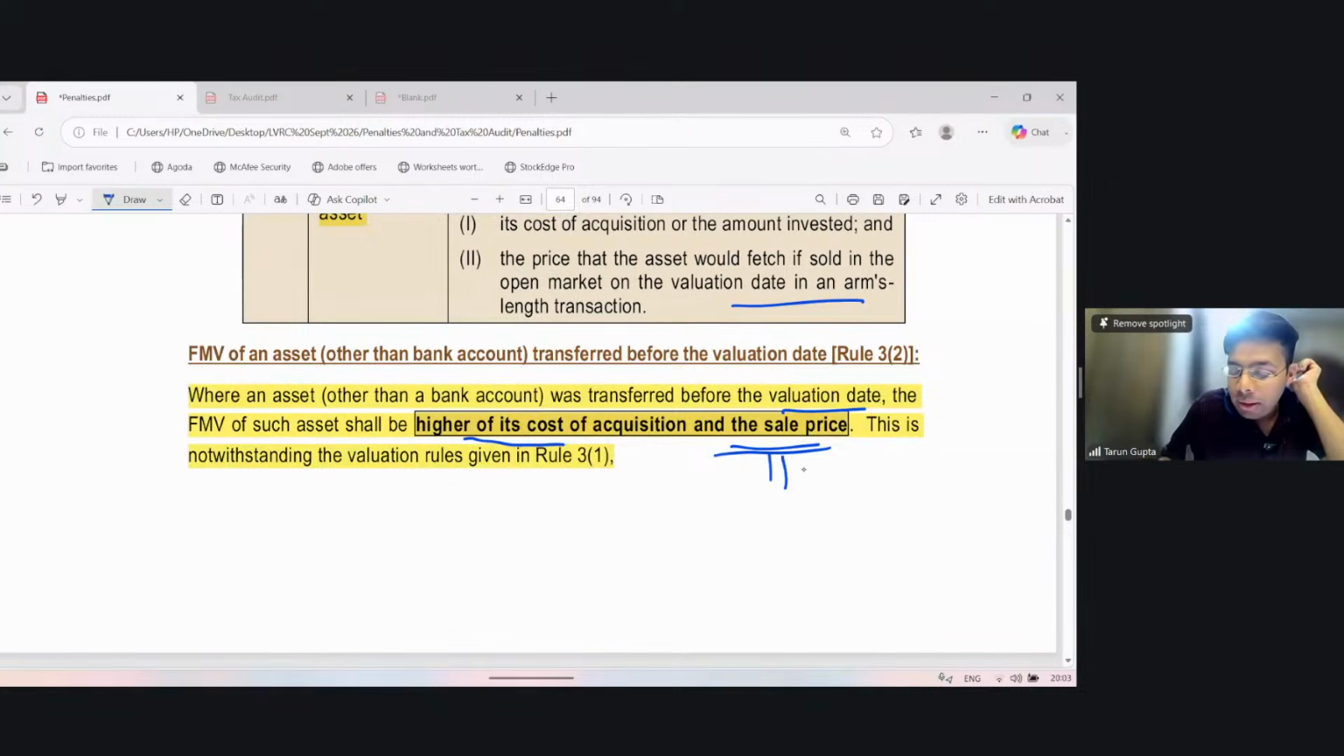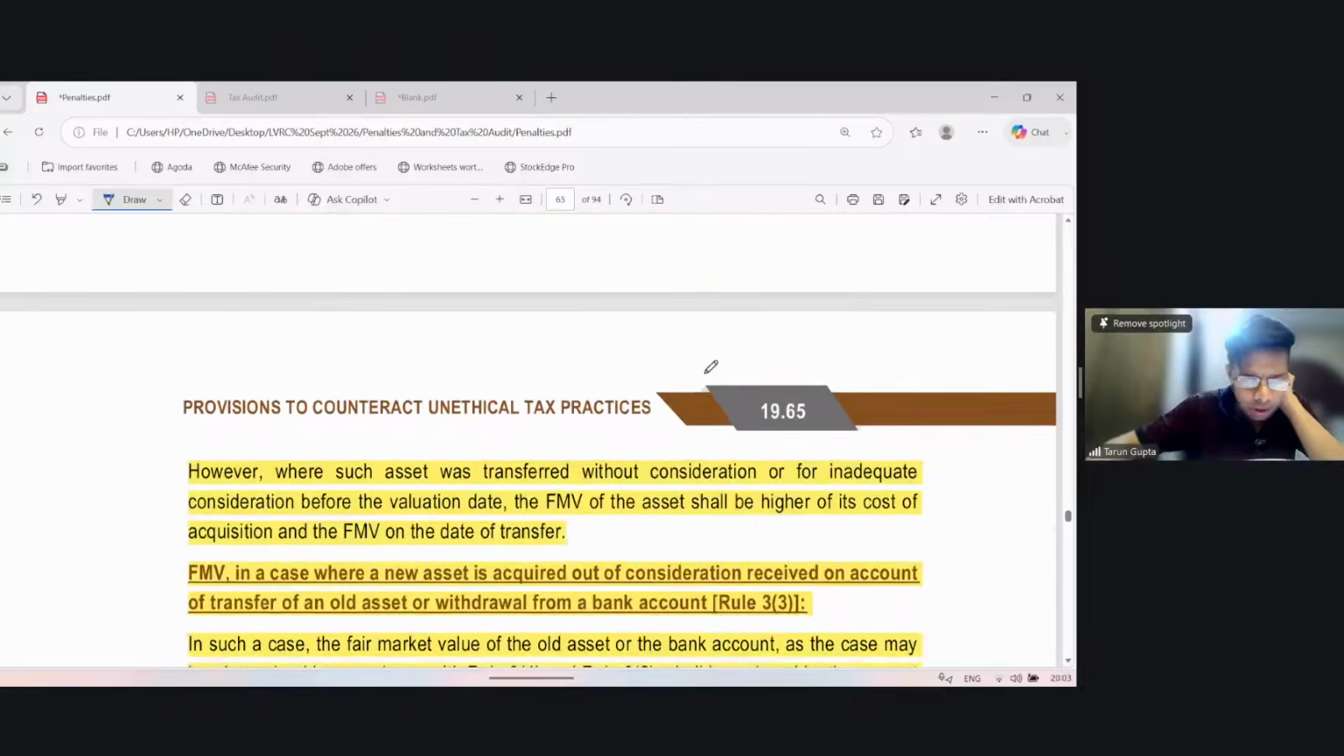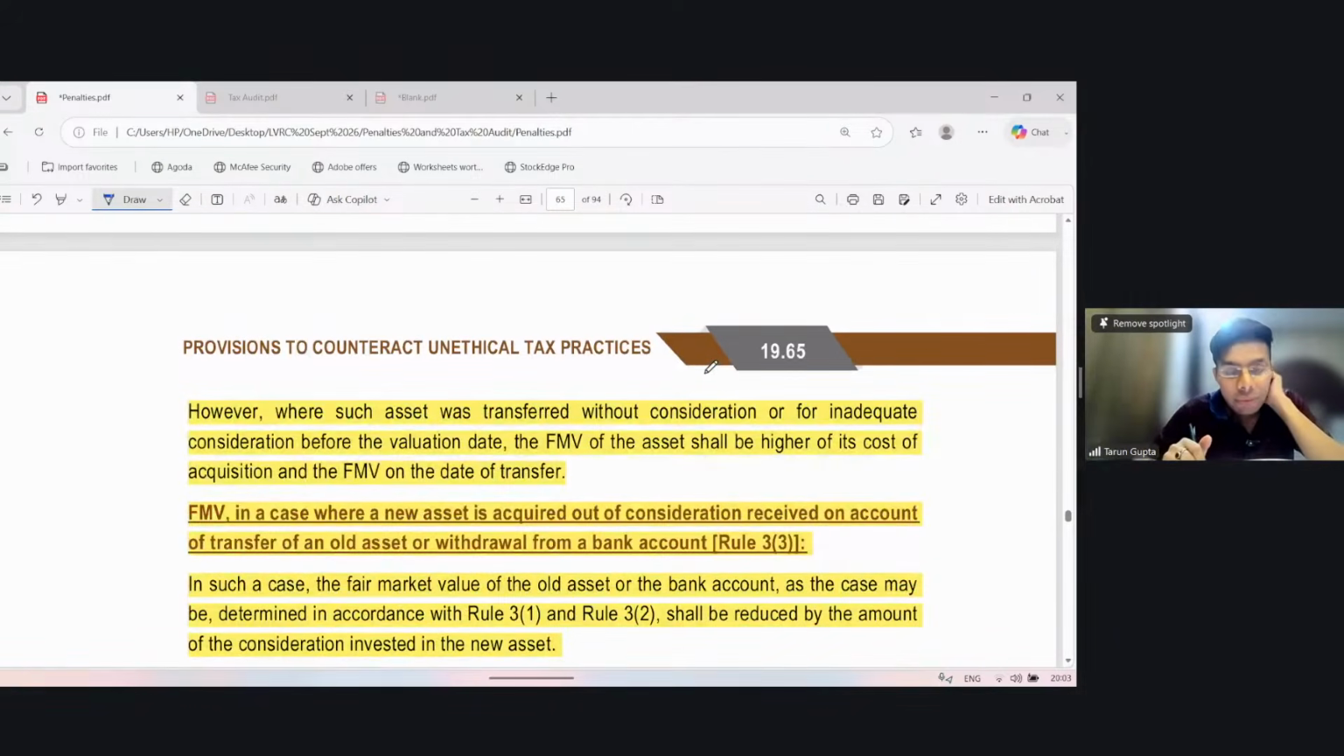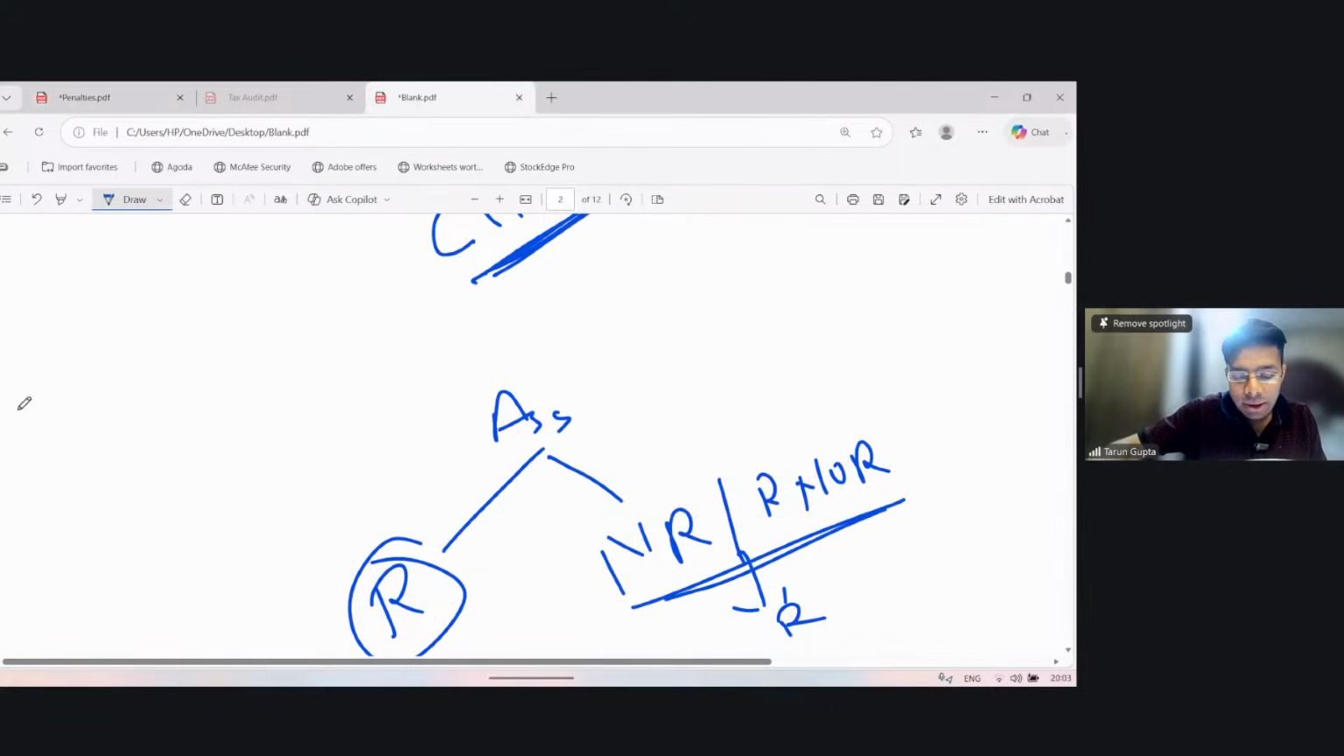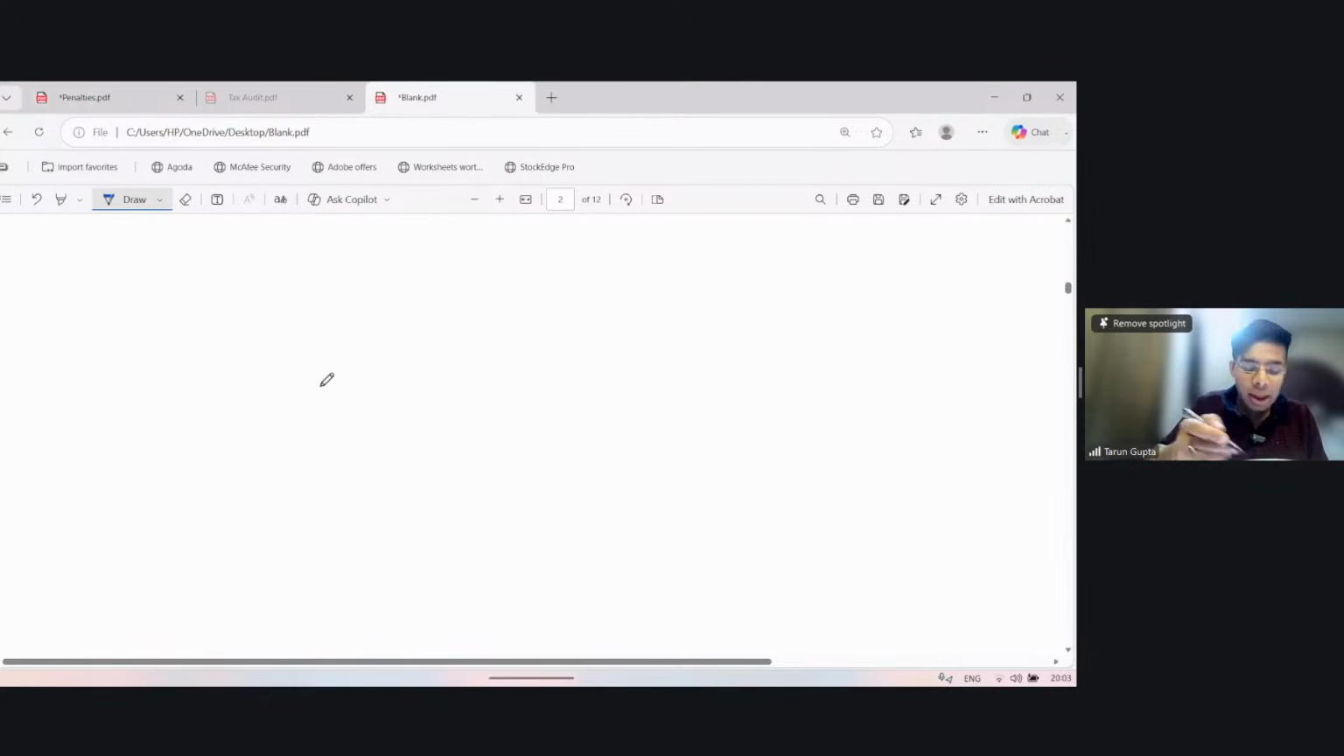If this sale price is not at arm's length, it's not genuine. See what it says? It says, however, where such assets were transferred without consideration or for inadequate consideration before the valuation date, then FMV shall be the higher of cost and FMV on the date of transfer. Then we will not consider the sale price. We will consider the FMV only, but such FMV shall be of the date of transfer, not of the valuation date. Clear?